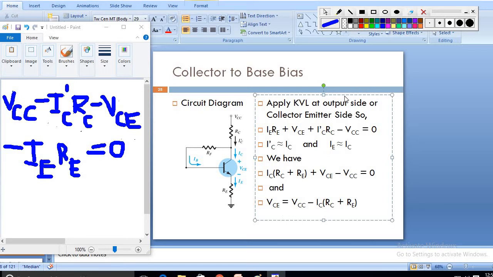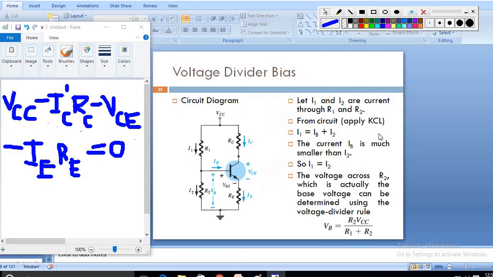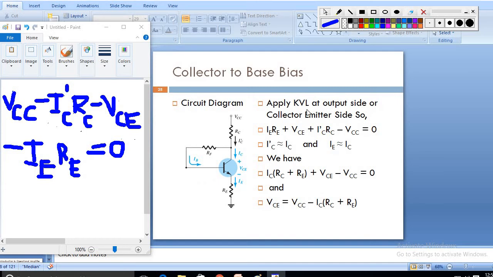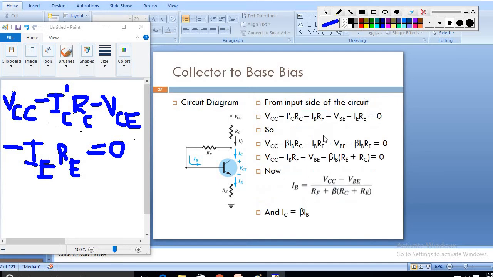Okay, hope you get this point. So this is collector to base bias. Once again I will tell these two, collector to base bias. Here, see here, the collector to base bias circuit diagram.